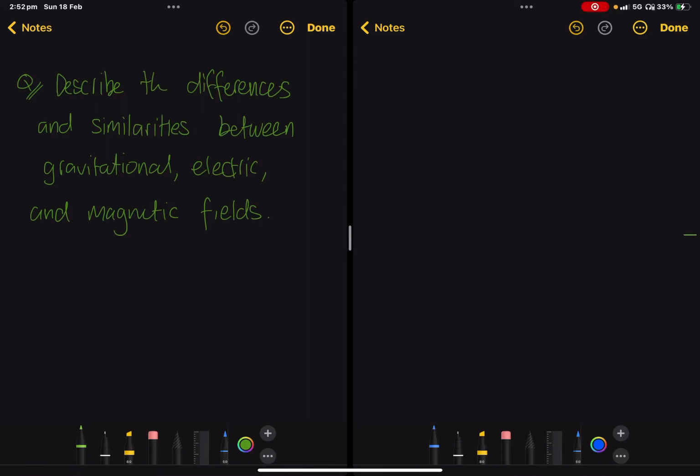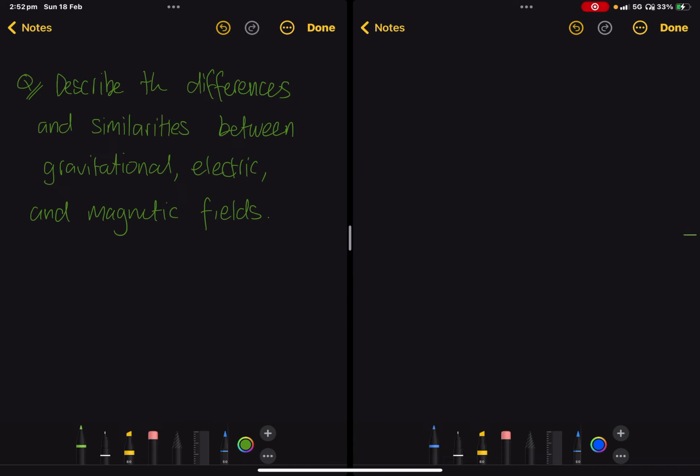Okay, so we're going to have a look at another question from electromagnetism. Here we're told to describe the differences and similarities between gravitational, electric and magnetic fields. You can get these questions in exams. These worded questions are very unusual to answer within the context of a physics curriculum.